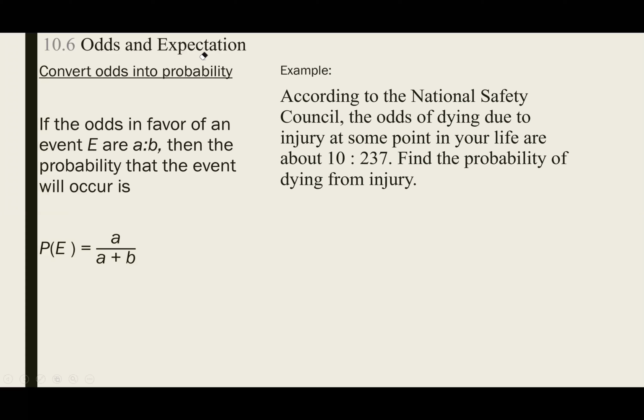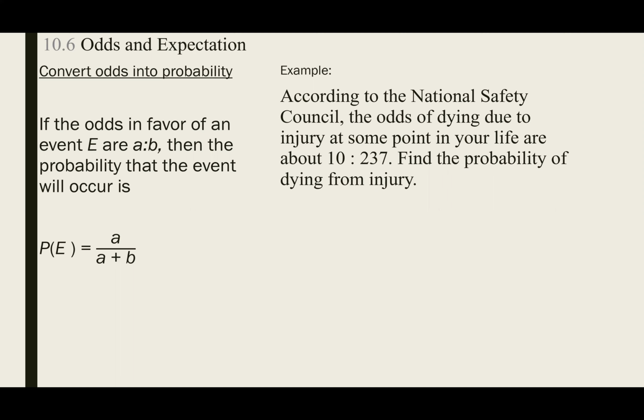So you will see something like this, right? According to the National Safety Council, the odds of dying due to an injury at some point in your lifetime are 10 to 236. Very negative example, but it's the example from the book, right? So this is what the odds is: 10 to 237, or 1 to 23.7, right? So looking at this, they ask you, if this is the odds, what is the probability of dying from injury, right? Let's say whatever injury occurs based on whatever the survey is.